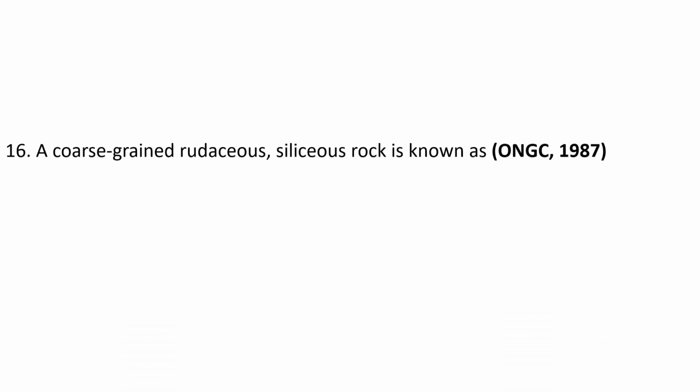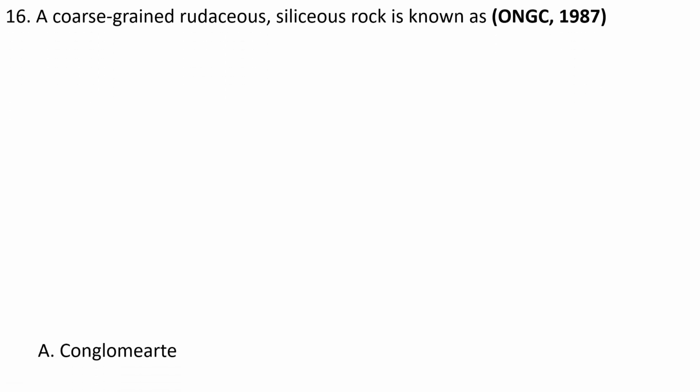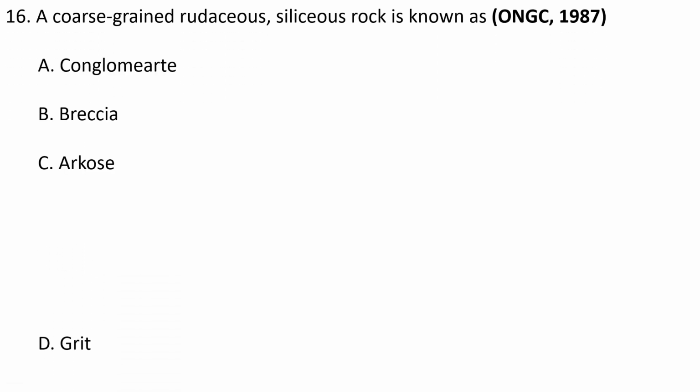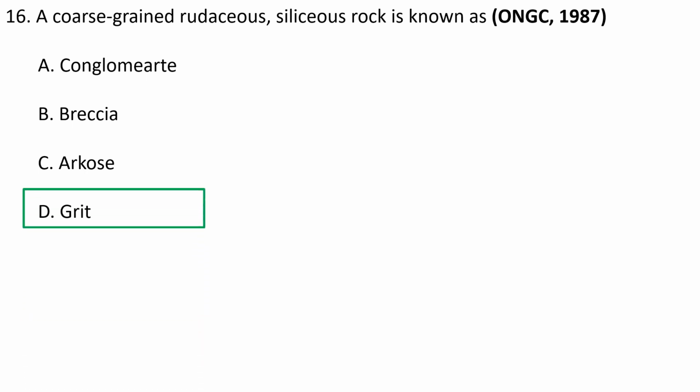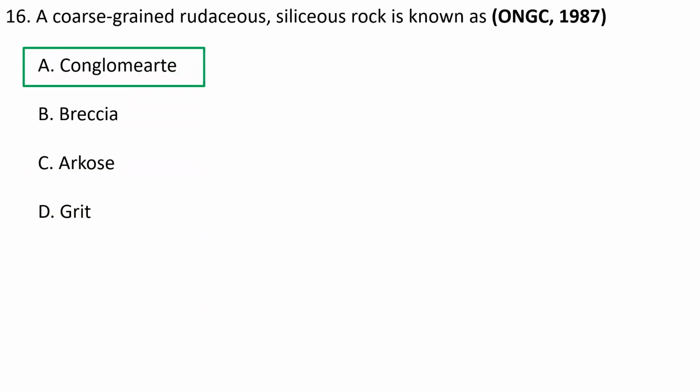Next question. A coarse-grained rudaceous siliceous rock is known as A. Conglomerate, B. Breccia, C. Arkose, D. Grit. These are the questions asked in the ONGC exam. So the correct answer is A, conglomerate. A coarse-grained rudaceous siliceous rock is conglomerate.